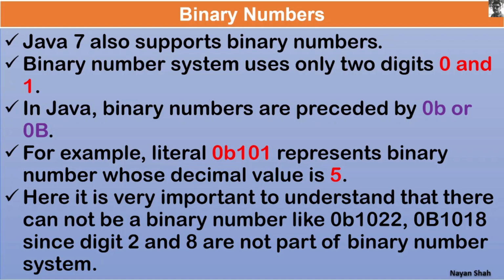Because when we precede any number with 0b, it is a binary number, so it can have only 0 and 1. There cannot be 2 or 8 or anything else. Since the digits 2 and 8 are not part of the binary number system, they are totally invalid and the compiler will give an error.